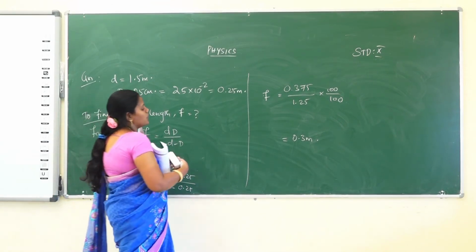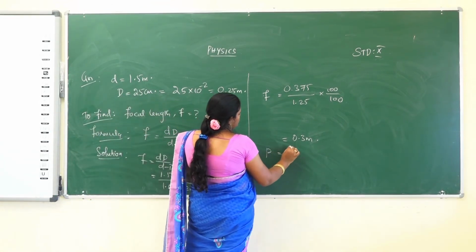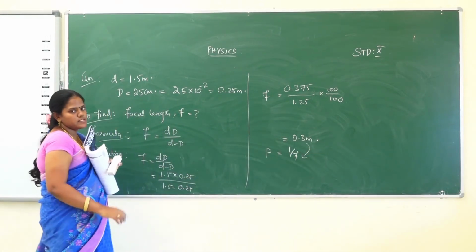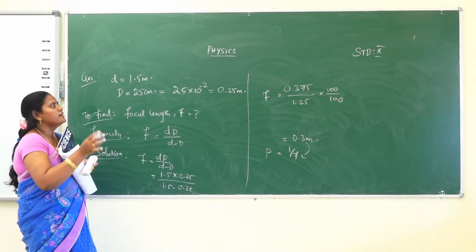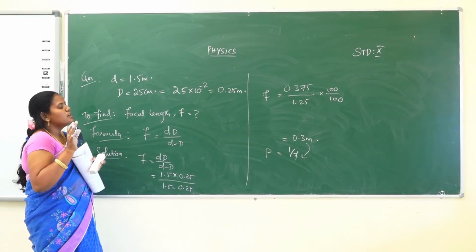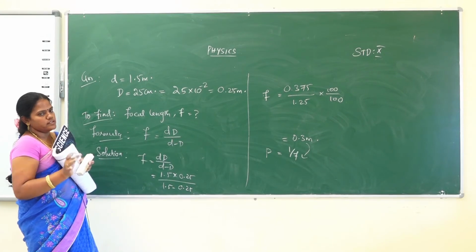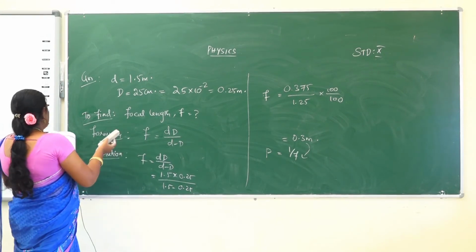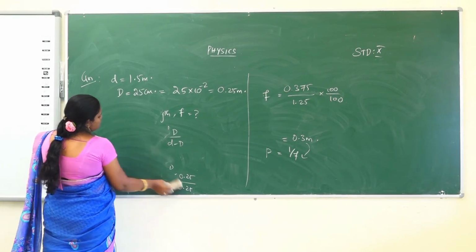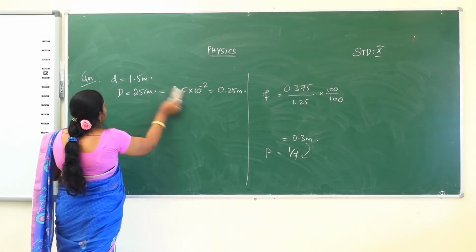By using this focal length, we can easily calculate the power of a lens, that is 1 by F. Substitute the F value and calculate. But this problem doesn't ask for the power of a lens, so the question only asks us to calculate the focal length. Then those are all the example problems. So note down all the steps to be followed in these problems.